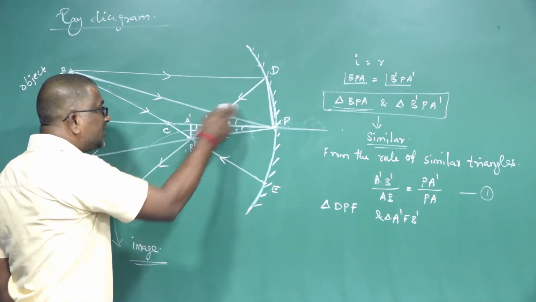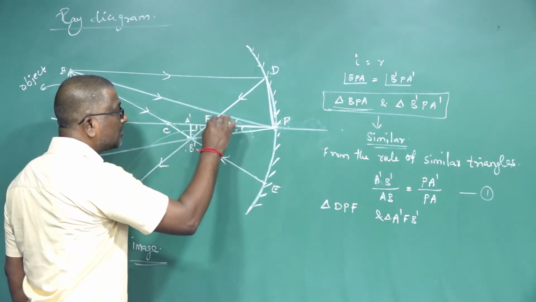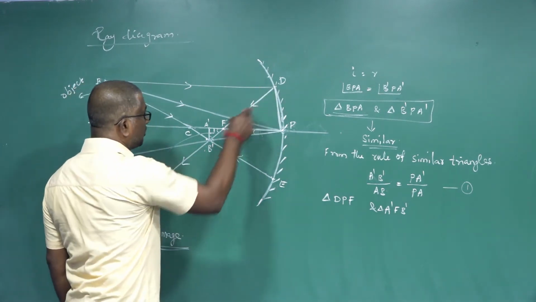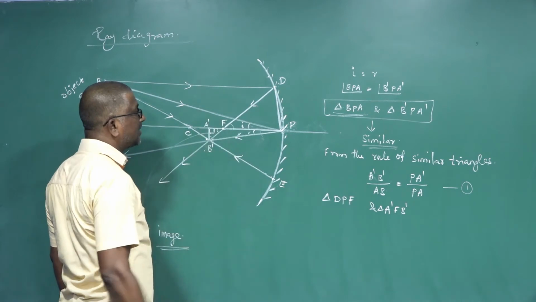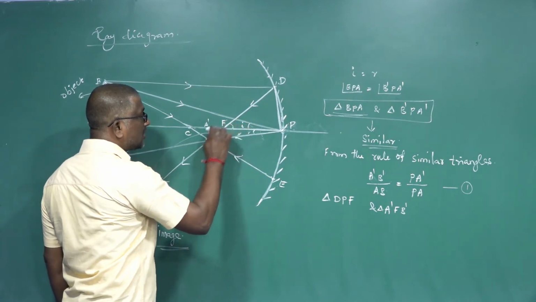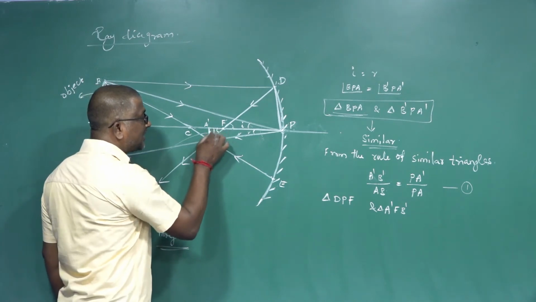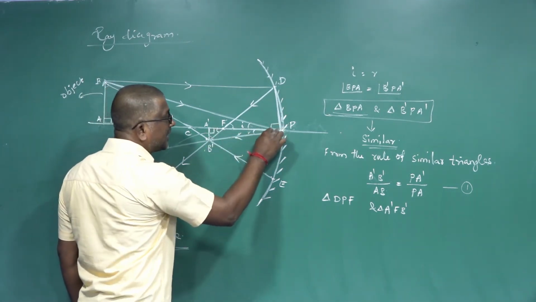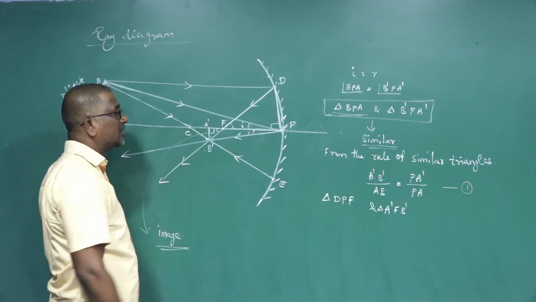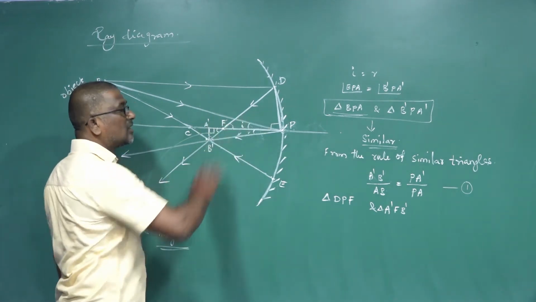Here these two right angle triangles are also similar because these two angles are alternate angles. Why? Because these two angles are corresponding angles, and corresponding angles are equal. This is 90 degrees for this right angle triangle, and this is 90 degrees for this right angle triangle. Two angles are equal in these two right angle triangles, so definitely the other angles should be the same. So these two triangles are similar.